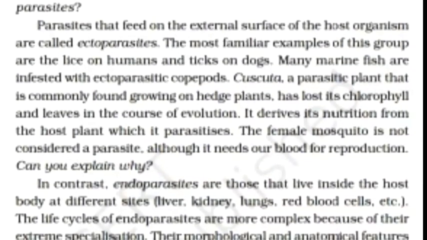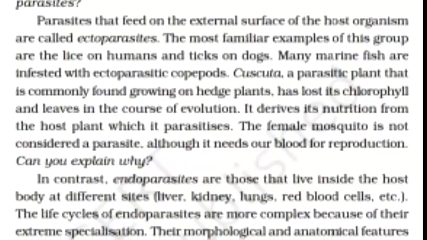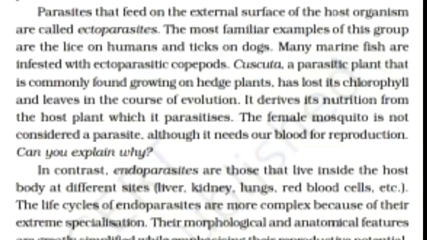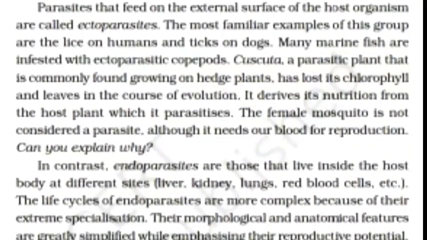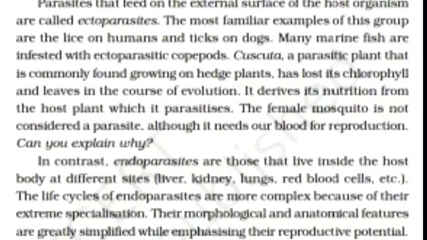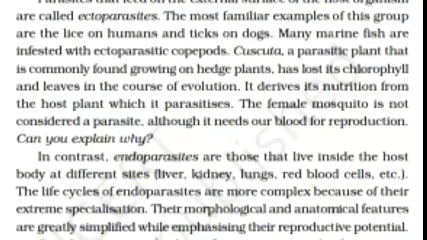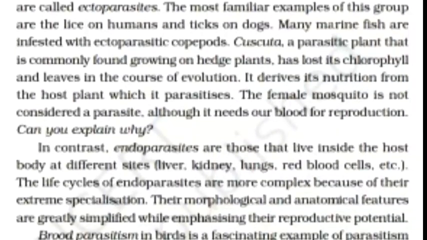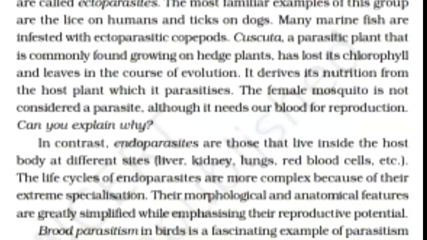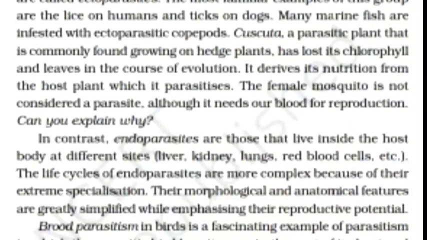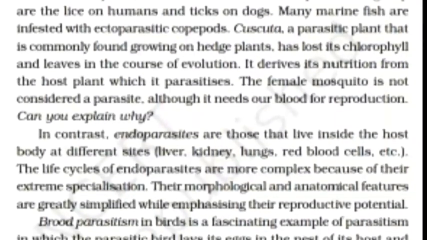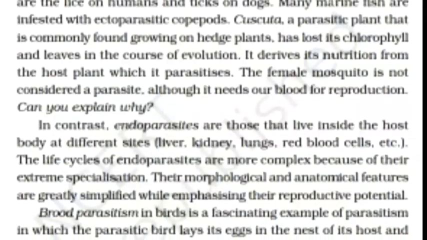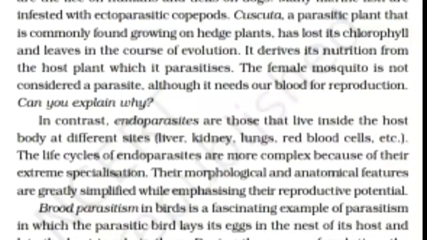Cuscuta, a parasitic plant that is commonly found growing on hedge plants, has lost its chlorophyll and leaves in the course of evolution. It derives its nutrition from the host plant, which is parasitism. The female mosquito is not considered a parasite, although it needs our blood for reproduction. Can you explain why?